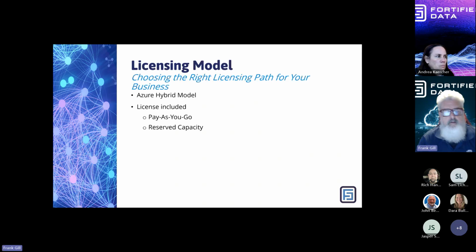And then another thing to think about in terms of optimizing costs is the licensing model. There are sort of two points to this. One of them is what's called the Azure hybrid model. So if you have an enterprise agreement with Microsoft with software assurance, you can use existing SQL Server licenses to apply to your managed instance.